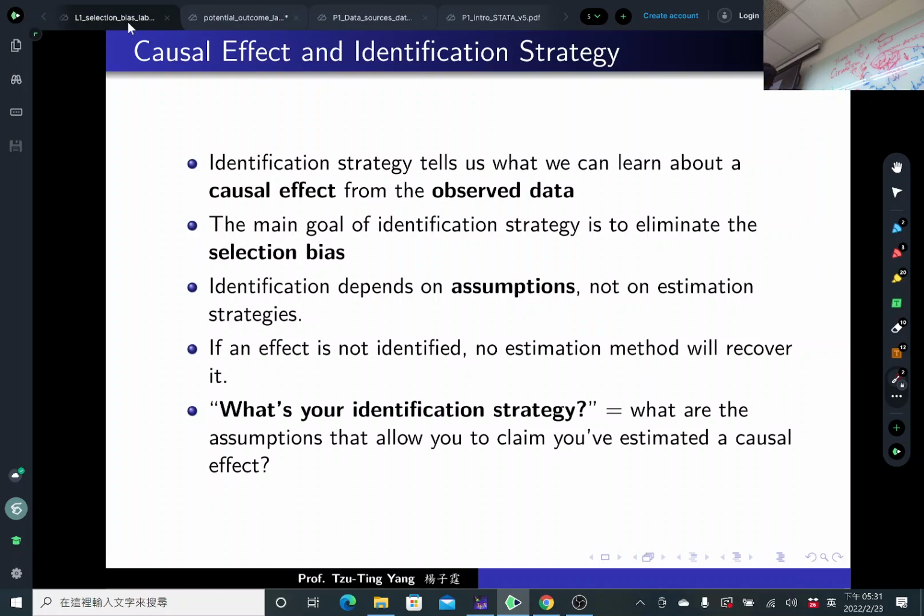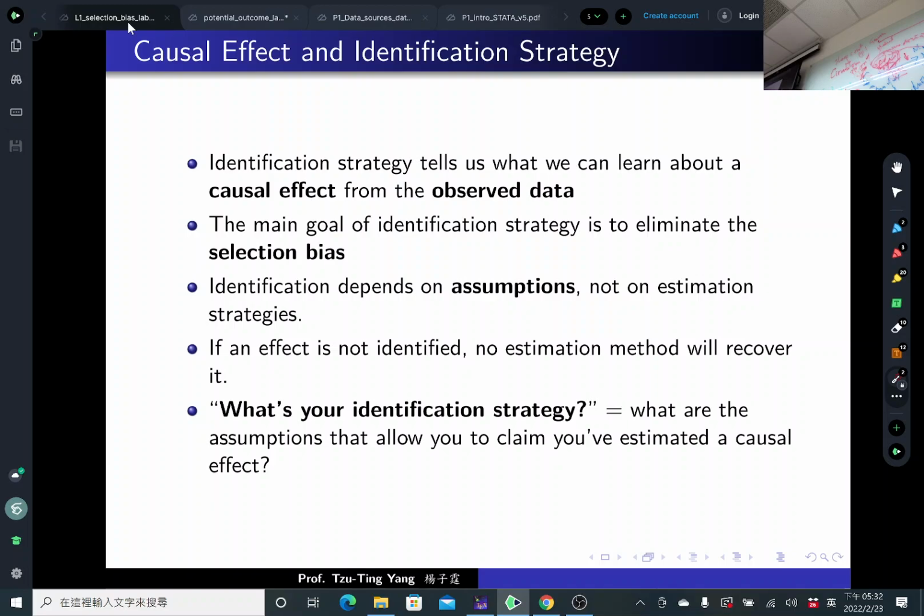In this course, you will learn a lot of identification strategies, that is, causal inference methods. An identification strategy tells you what we can learn about the causal effect from the observed data, because the researcher can only use the observed data. We can never use something unobserved; by definition, it's unobserved, so we cannot use it. The main goal of the identification strategies we will learn in this class is to eliminate the selection bias, so we can use the observed data to recover the causal effect.